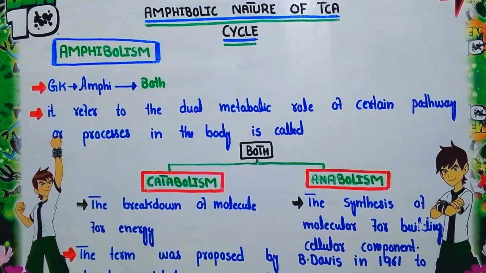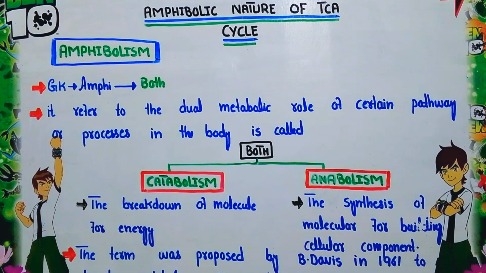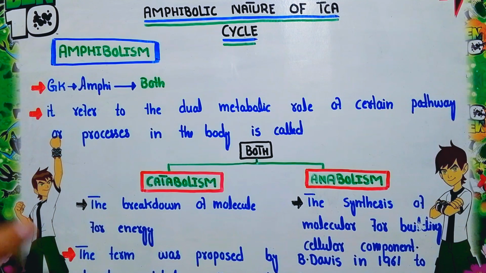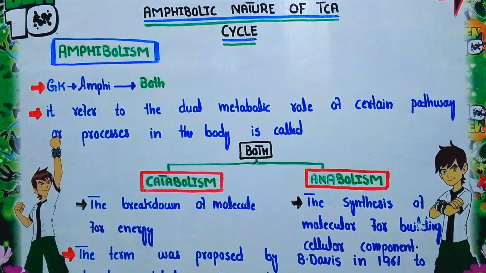In this video lecture we will discuss part 2 of the Krebs cycle, that is the amphibolic nature of the TCA cycle, the tricarboxylic acid cycle, or you can say the Krebs cycle. The main purpose of this lecture is why the TCA cycle is called an amphibolic pathway. But that question we will take up later. Here we will mainly focus on what amphibolism is.